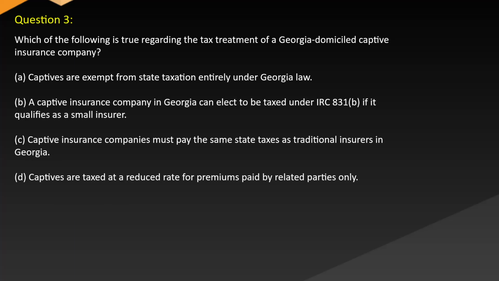Question 3. Which of the following is true regarding the tax treatment of a Georgia-domiciled captive insurance company? A. Captives are exempt from state taxation entirely under Georgia law. B. A captive insurance company in Georgia can elect to be taxed under IRC 831(b) if it qualifies as a small insurer. C. Captive insurance companies must pay the same state taxes as traditional insurers in Georgia. D. Captives are taxed at a reduced rate for premiums paid by related parties only.